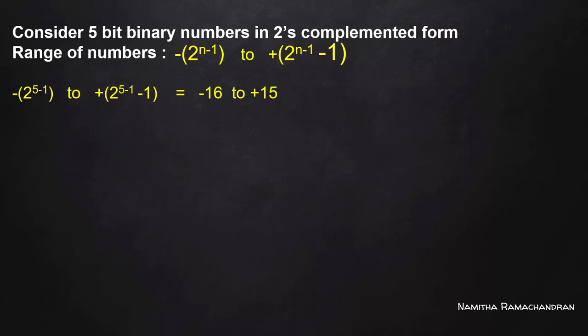So consider the same subtraction with 5-bit numbers. Using 5-bit numbers, what is the range of values possible? Using this expression, apply our number of bits equal to 5, so we get the value like this. We can represent, using 5 bits in 2's complement representation, a range of values from minus 16 to positive 15 only.